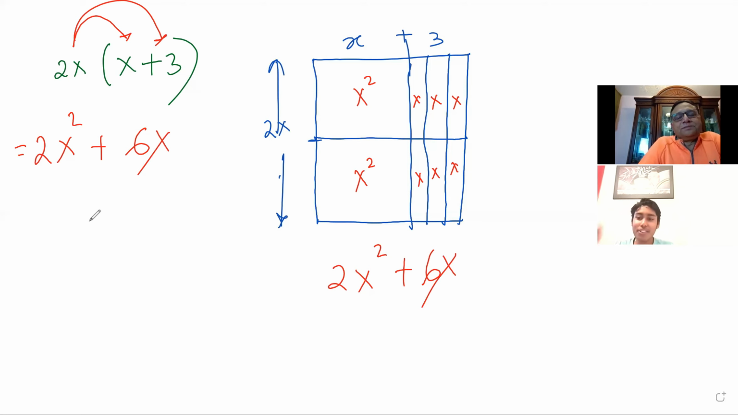I just didn't know how to draw that one because I only remember the cube and the rectangle, not the big square. Correct. So we finally got 2x squared plus 6x. And do you see this model now? How we have drawn and how we could get the result? Yes, sir. Okay, let's do one more.